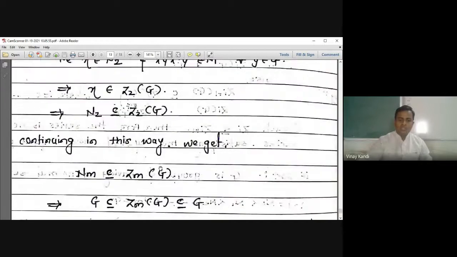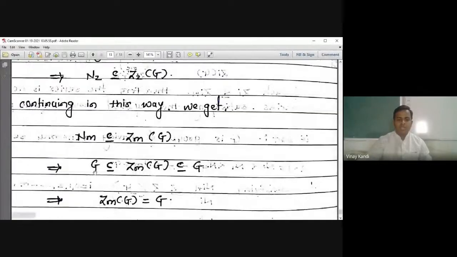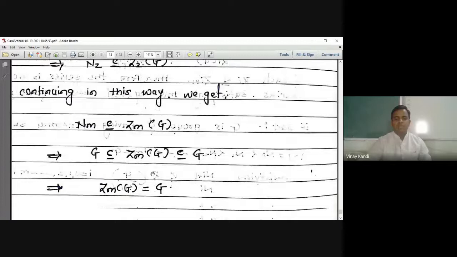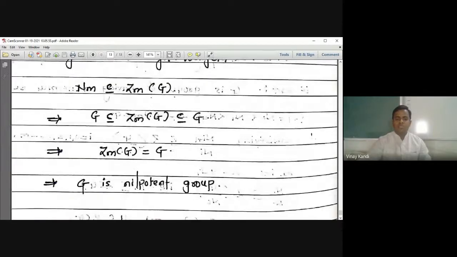So continuing in this process, we get Nm is contained in Zm of G. It implies that Nm is nothing but G. So G is contained in Zm of G, but Zm of G is always contained in G, obviously, because it is the mth center of the group G. Hence it implies that Zm of G is equal to G. Hence G is the nilpotent group.